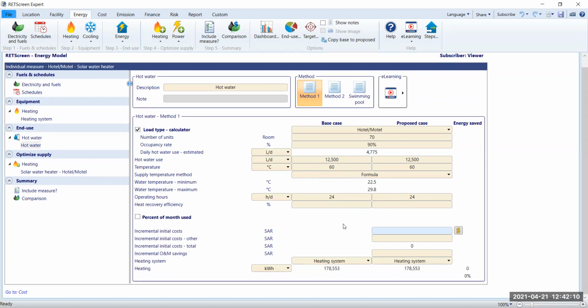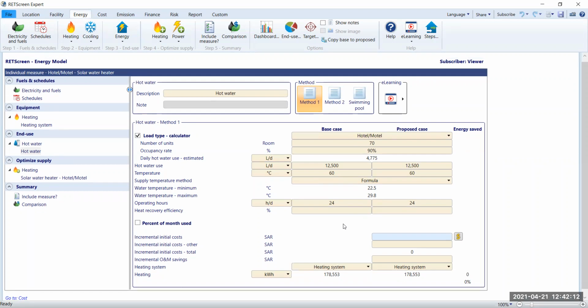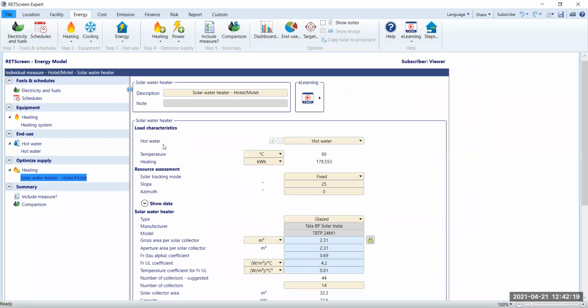Then from here, I'll come again to the initial cost a little bit later. But here they are, that's the same information that has been given here. The slope, Dhahran has a slope of 26, so I would do it here like this. And then after that, this is the database of collectors that we have. It has selected a Tata BP Solar India glazed flat plate collector.